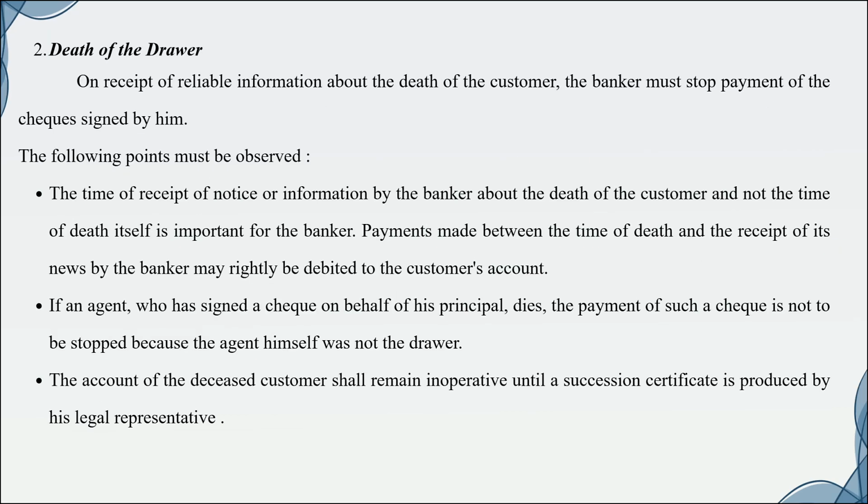Next one is death of the drawer. The second situation under which the banker may refuse the payment of a check is the death of the drawer. When the banker receives the information about the death of the drawer, the banker must immediately stop the payment of checks signed by him. The following points may be considered regarding the death of the drawer.